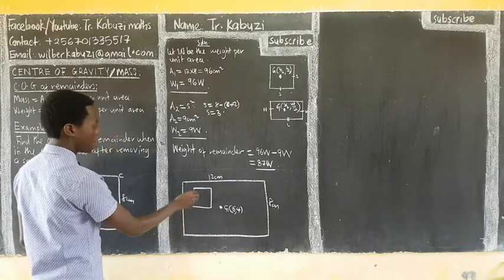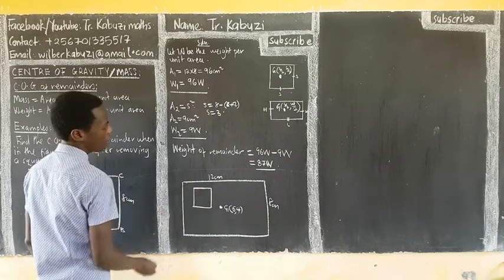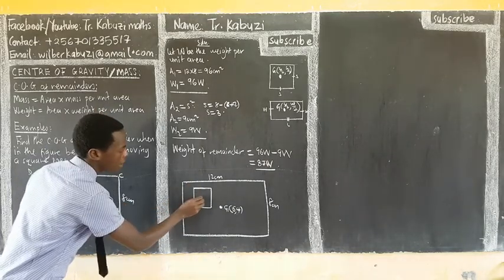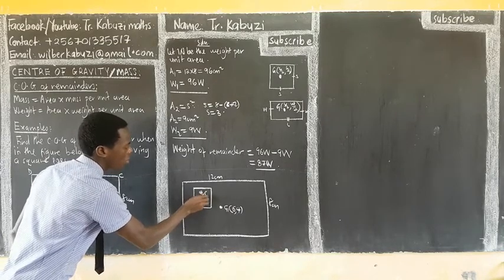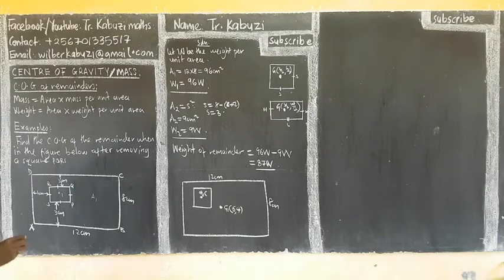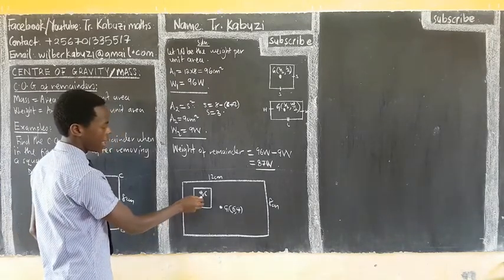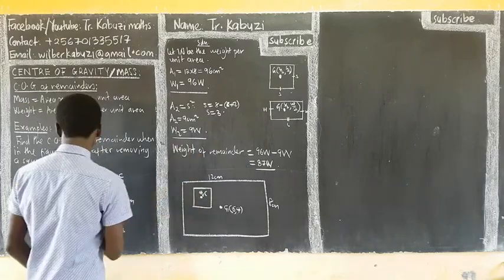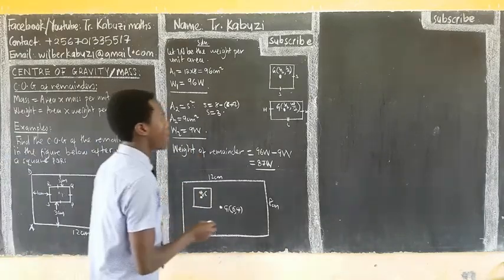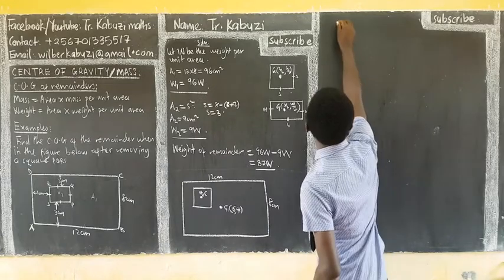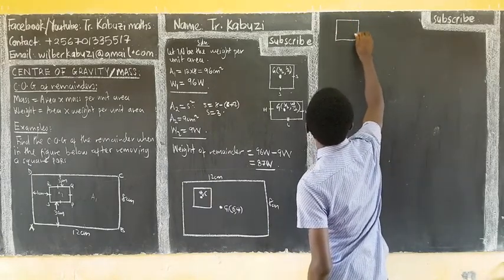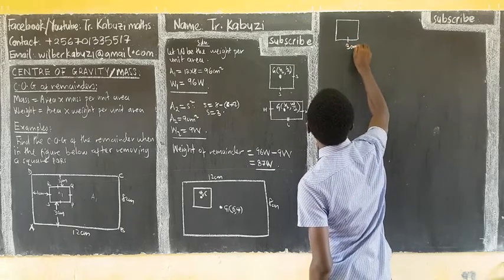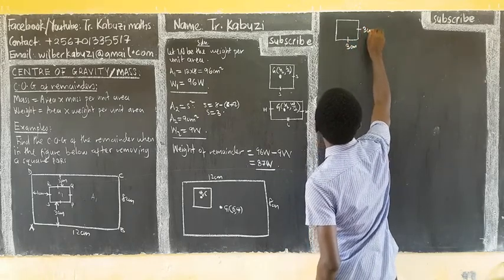Of course, it's also going to have its own center of gravity if it was there. So our D2 is going to be there. Now, how do we find the D2? Remember, first of all, this is a 3. So our square, this square here, has this as 3 centimeters and this as 3 centimeters.